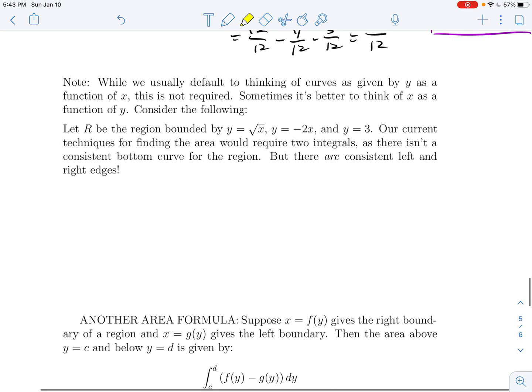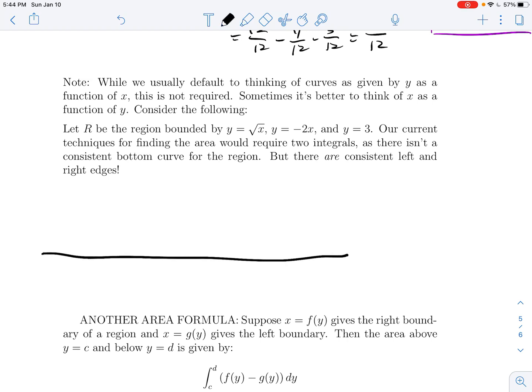One thing I want to be clear about is that while we usually default to thinking of curves as given by y as a function of x, it's not required. And sometimes we'll think about it a different way. So here's an example. Let R be the region bounded by y equals root x, y equals negative 2x, and y equals 3.